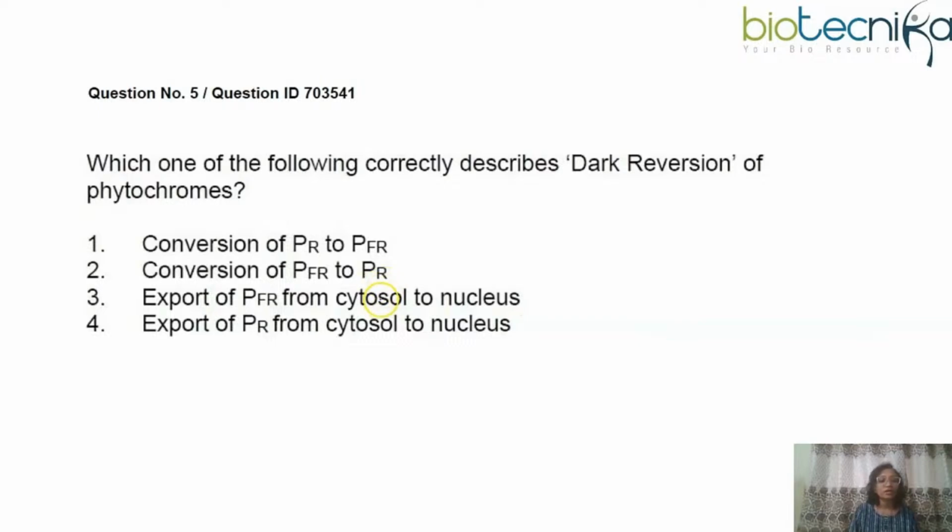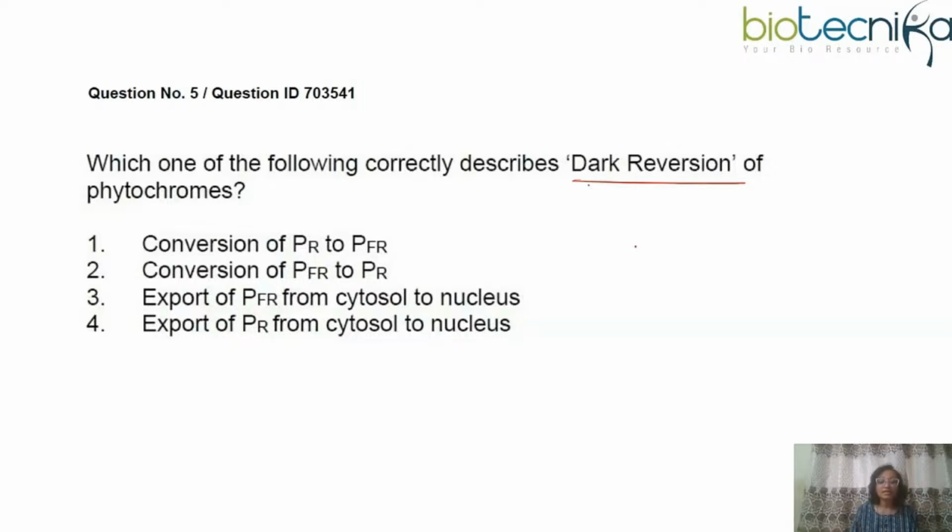Now the next question. Which one of the following correctly describes dark reversion of phytochromes? This is also a straightforward question. If you've studied sensory photobiology in plants, you've studied phytochromes, this should be a pretty easy question for you. So what is dark reversion? Phytochromes can exist in two forms, PR and PFR, right? The PR form absorbs red light and becomes PFR. PFR absorbs far red and becomes PR, right? So that is the conversion. They can convert from one form to the other. That's the simple cis-trans conversion.